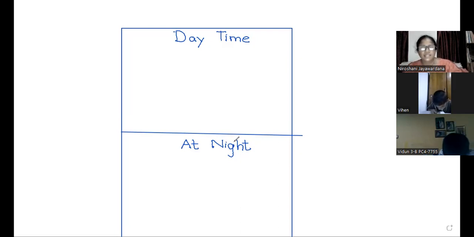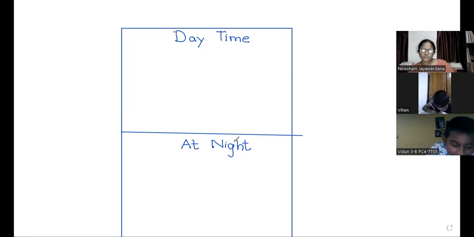Write the words if you can. Otherwise, when I join, I will ask what pictures you drew, and I will write the word. Draw small pictures, not big ones, because you also have to write the words below. Draw small pictures. What you can see in the daytime and at night.